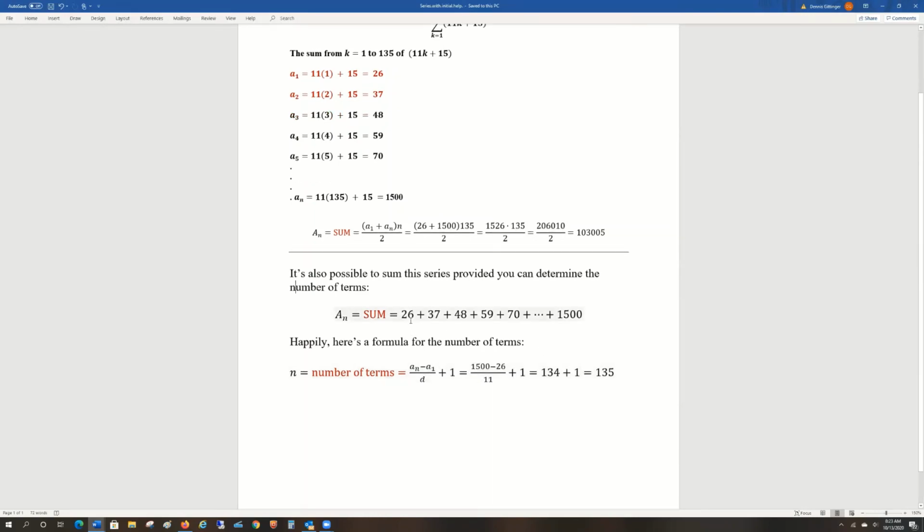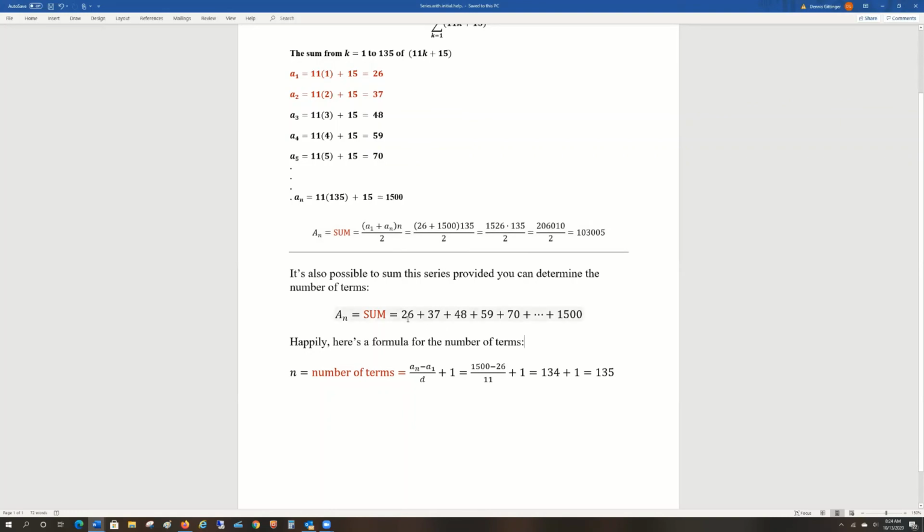So we can sum this series, we can add up all those numbers, provided we can determine how many terms there are, because you see, we have the 26 and the 1500. We have the first term and the last term, and we know we divide it by 2 after we multiply it by the number of terms. But when it's written like this, just strung out like that, you cannot tell how many numbers there are.